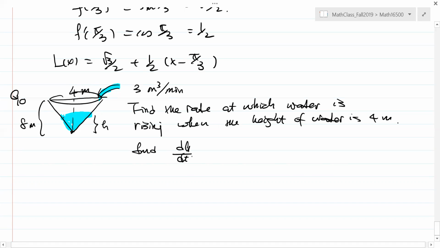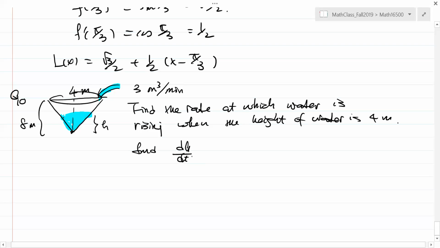H is the height, the depth of water from the bottom to the water level. Let's denote it by h. This is a function of t. When time passes, h is getting larger and larger, but it's slowing down because you only pump the water at the same rate.